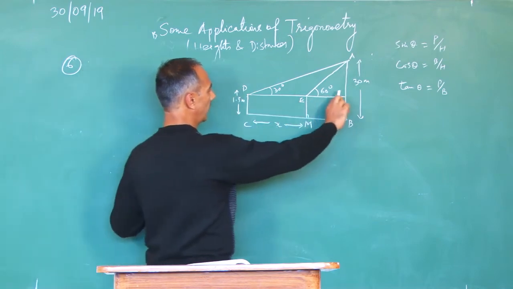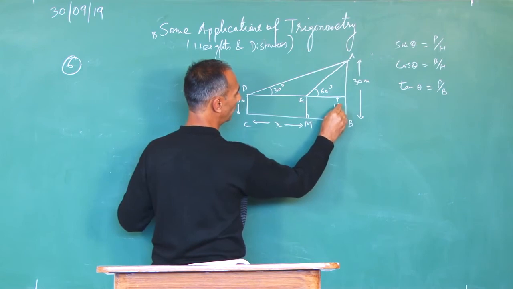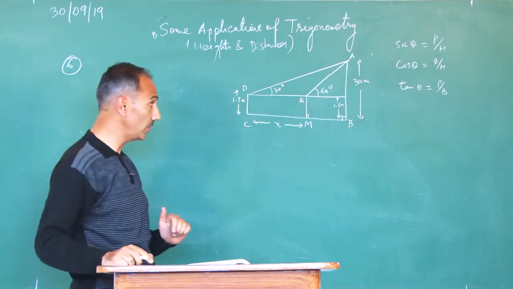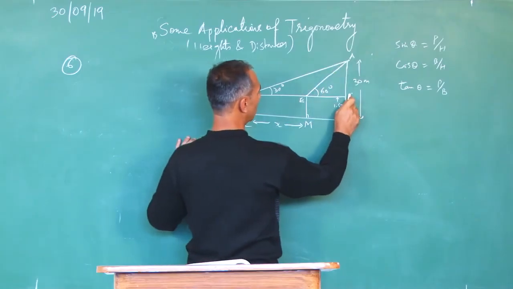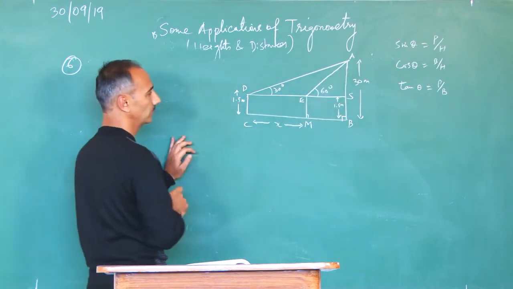This figure being a rectangle, if this is 1.5, this is also 1.5, this is also 1.5. Now you need to enter the right triangle. Which is your right triangle? My right triangle is ASE, and one more right triangle is ASD.